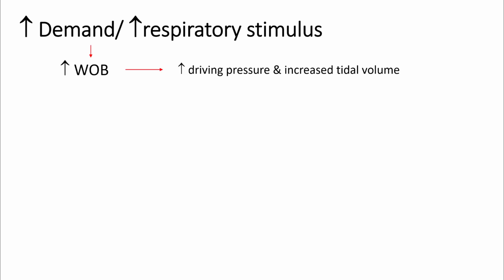When your body's demand for oxygen or your respiratory stimulus for breathing increases, it can result in increased work of breathing. And the way your body will respond to it is by increasing the driving pressure and thus increasing the tidal volume and the respiratory rates. So your body is trying to increase the oxygenation. However, your respiratory muscles are using more oxygen as well.